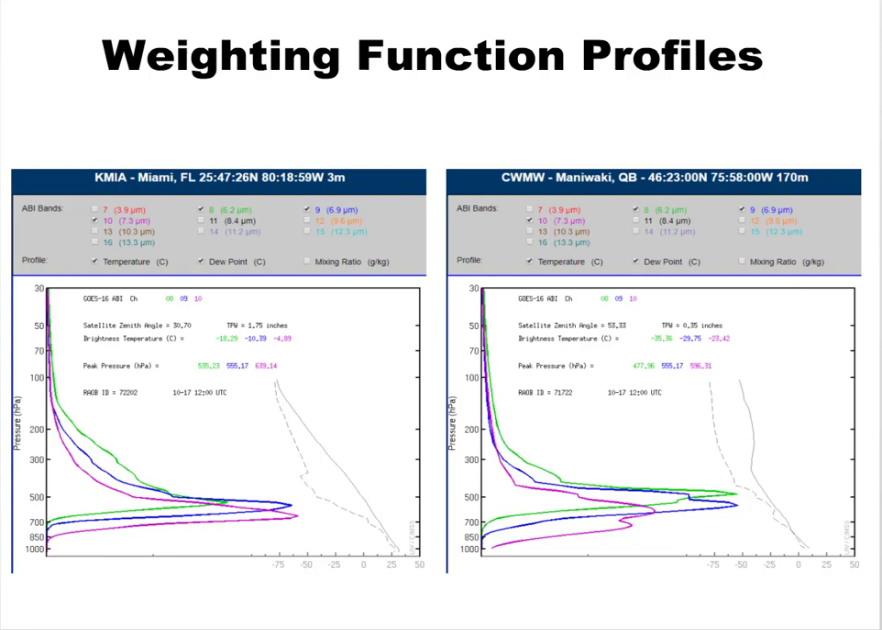This plot defines the relatively broad layer that the sensor sees, and also informs you of where the peak contribution in the vertical exists. In this case, it is slightly higher at Maniwaki, as you might expect due to increased path length at a higher latitude, due to the viewing angle dependence we discussed earlier.